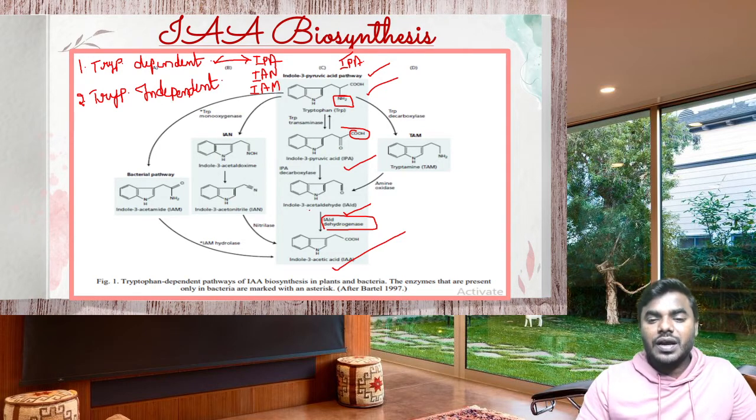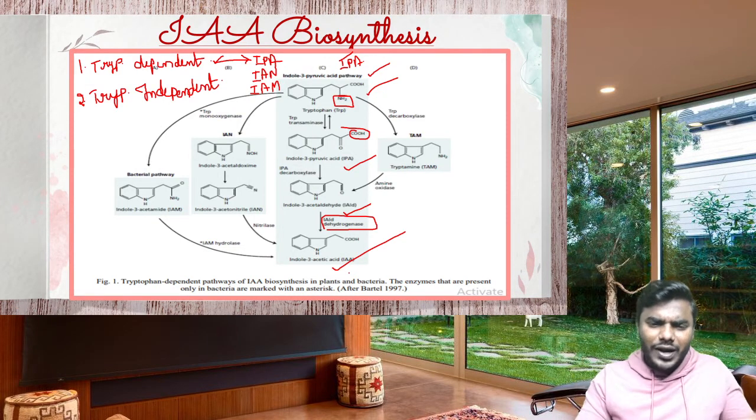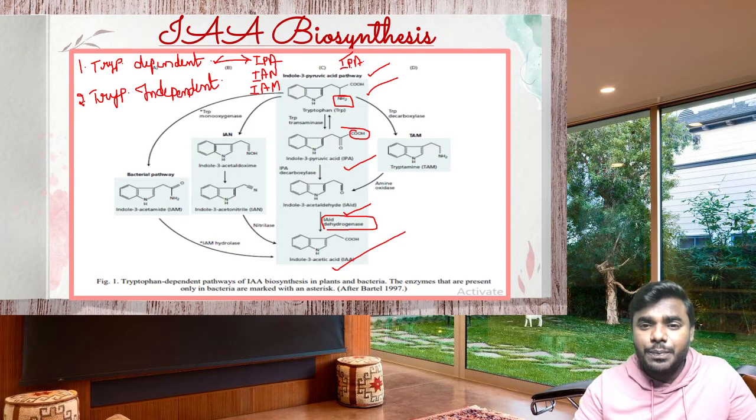Then IPA is converted into indole 3-acetaldehyde upon treatment with the IPA decarboxylase enzyme. Now this indole 3-acetaldehyde is converted into what, friends? Indole 3-acetic acid. Simple one. Now this is the IPA pathway.